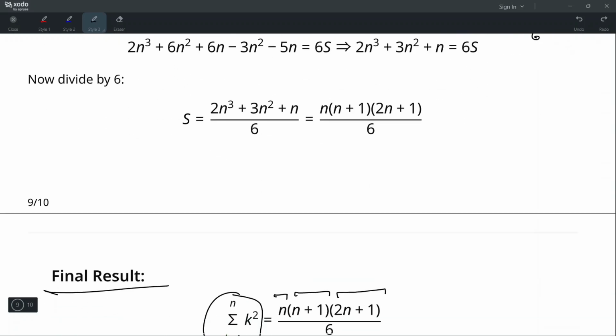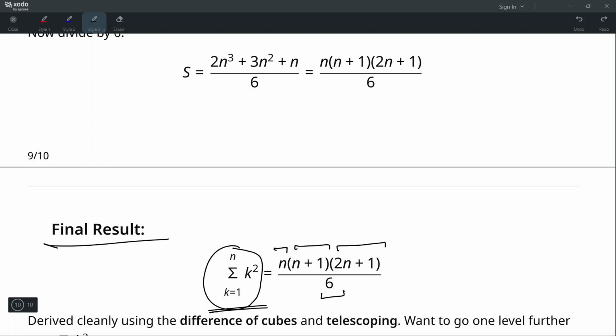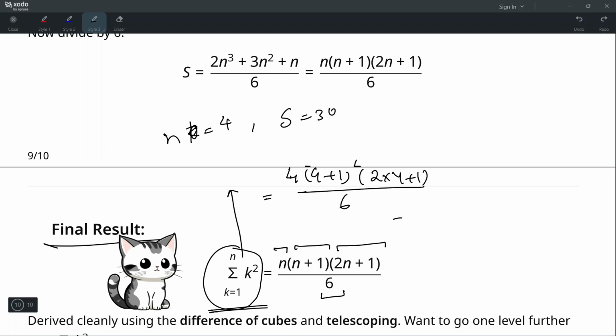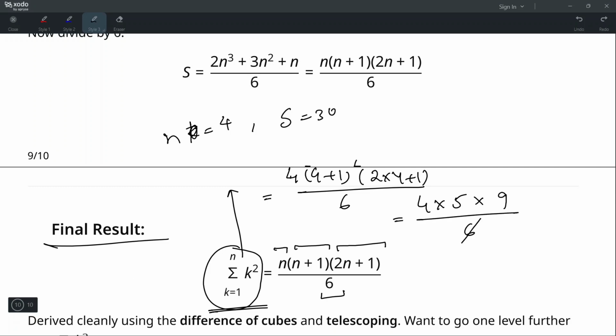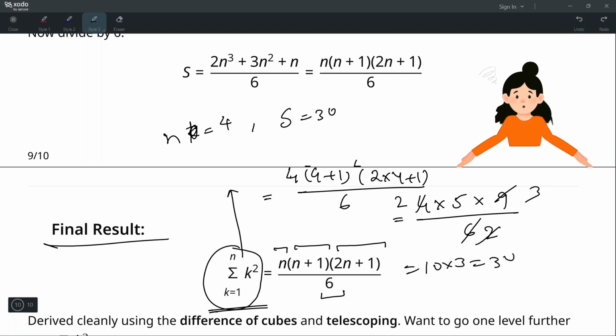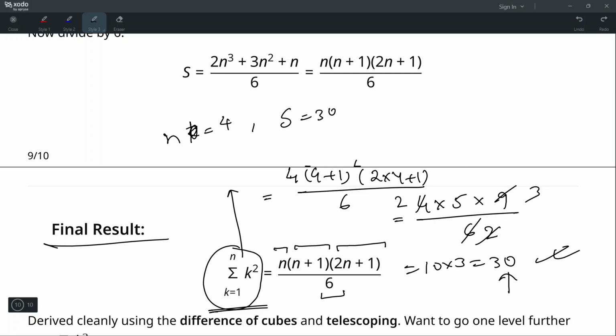So this is the final result for the sum of k square. Let's check it. If you remember, for n equal to 4, our result was 30. We put n equal to 4: 4 into 4 plus 1 into 2 into 4 plus 1 upon 6. This gives us 4 into 5 into 9 upon 6. We can cancel: 10 into 3. This indeed gives us 30, which is the correct result.